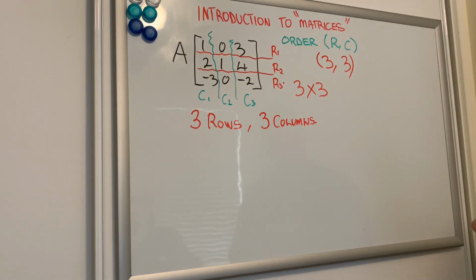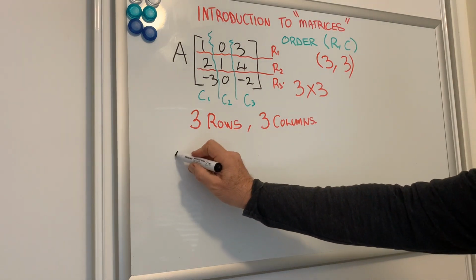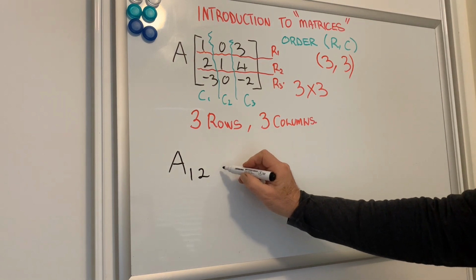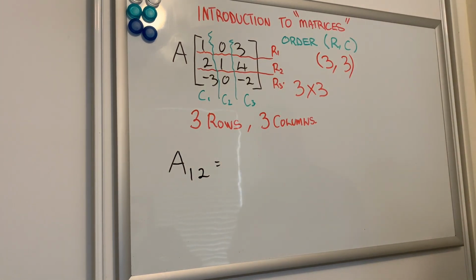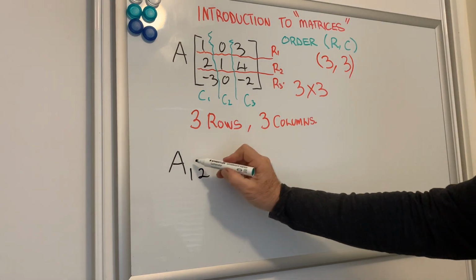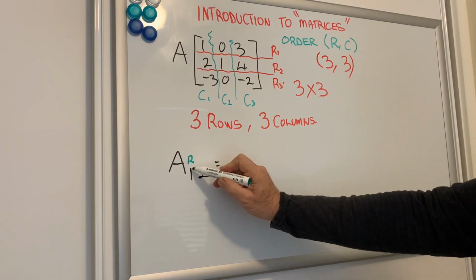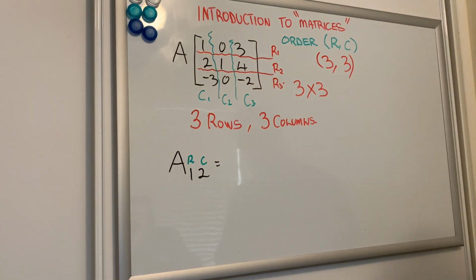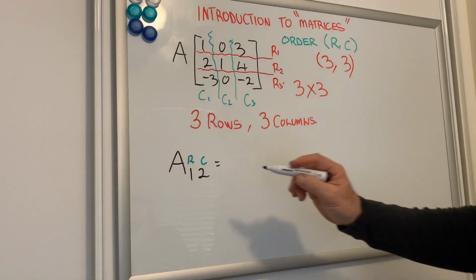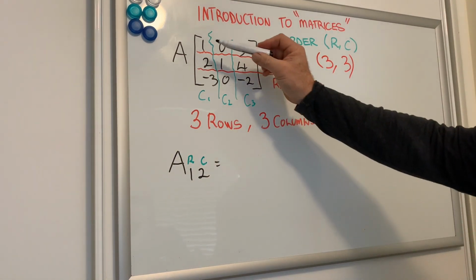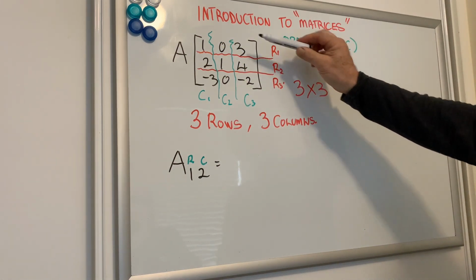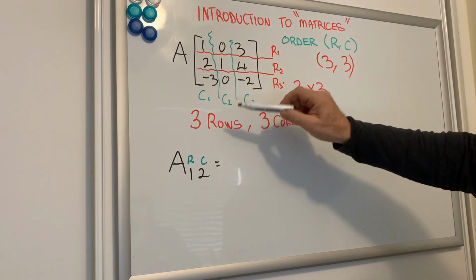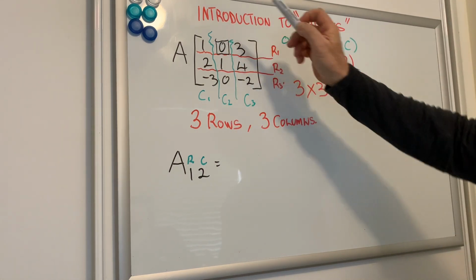Now, if we have a look at the same matrix, matrix A, elements 1 and 2. When we have elements 1 and 2, we're always referring to the first one as row and the second one as column. So the row is first and column is second. Let's have a look at this one here. Row 1, column 2. There's row 1 and there's column 2. So this one will actually be 0.